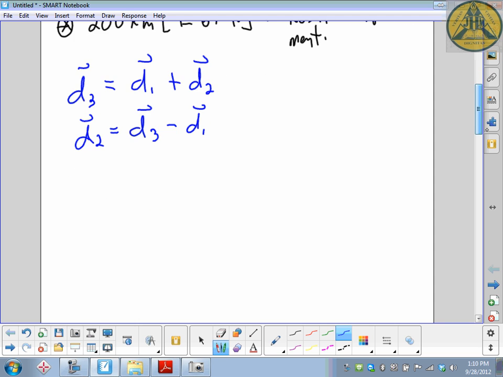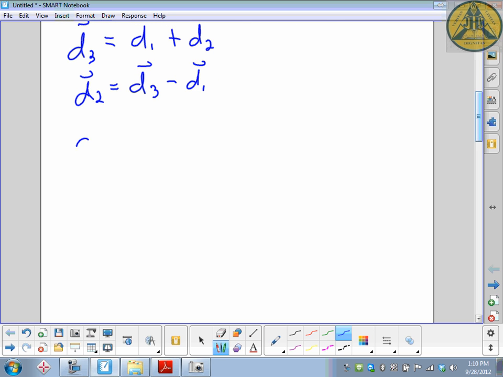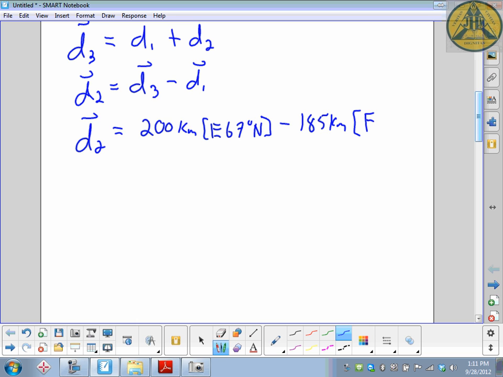So just write that in a slightly different way here. The position it needs to go is the final position, 200 kilometers east 67 north from Halifax, subtract its current position, 185 kilometers east 22 south.